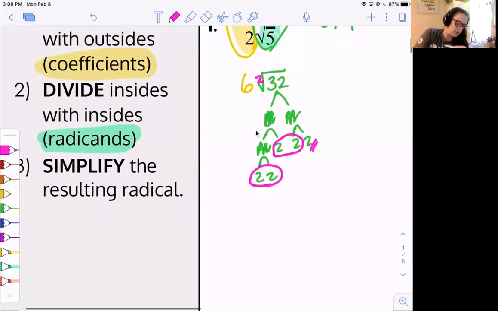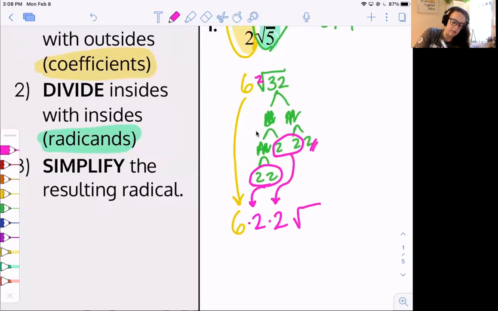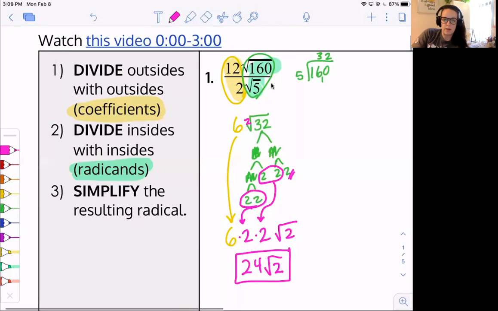So that original 6 is going to come down. We have a set of 2's, making a 2 here, set of 2's, making a 2 here, and a leftover 2 inside. Multiplying 6 times 2 is 12, times 2 is 24, root 2. This would be the simplified version for number 1 here. All right, so outsides with outsides, insides with insides.